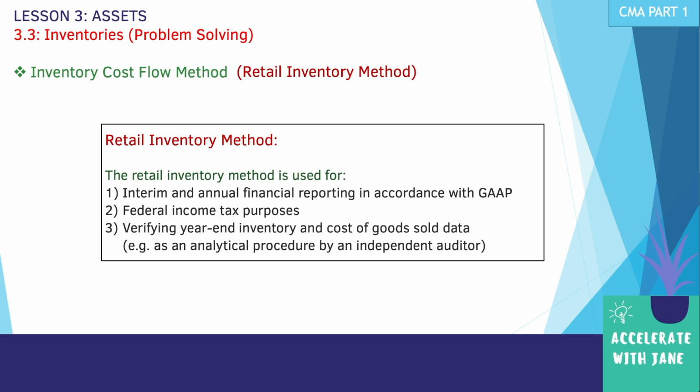So this method is used for, so we have 3 ways. First, during interim and annual financial reporting, which is in accordance with GAAP. Second, for federal income tax purposes. And third, for verifying year-end inventory and cost of goods sold data. So for example, as an analytical procedure by an independent auditor.